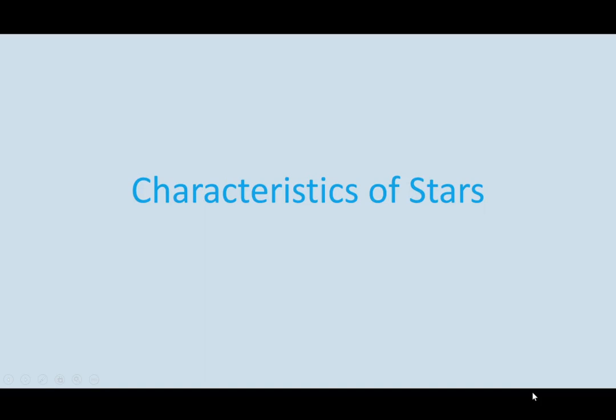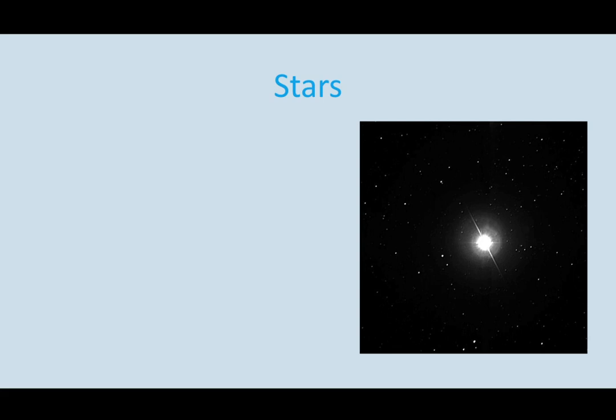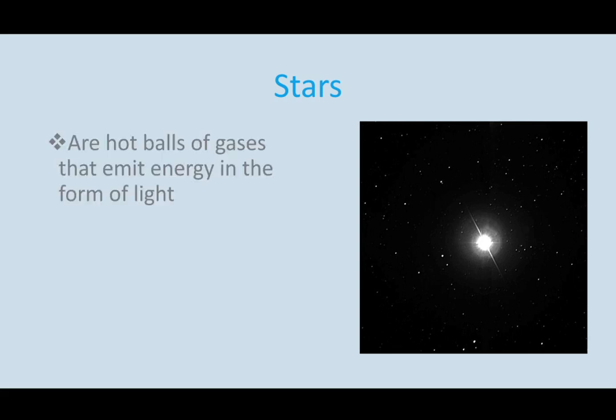In today's note, we're going to look at the characteristics of stars. So before we begin, we need to kind of know what a star is. You may already have an idea, or at least you know what they look like. But stars are hot balls of gases that emit energy in the form of light. So we see the sun as an example. If you didn't know, the sun is a large star.